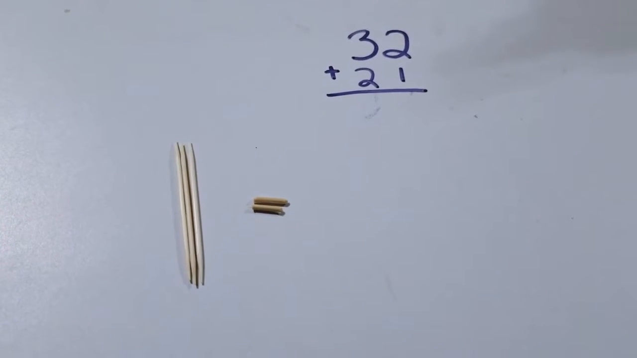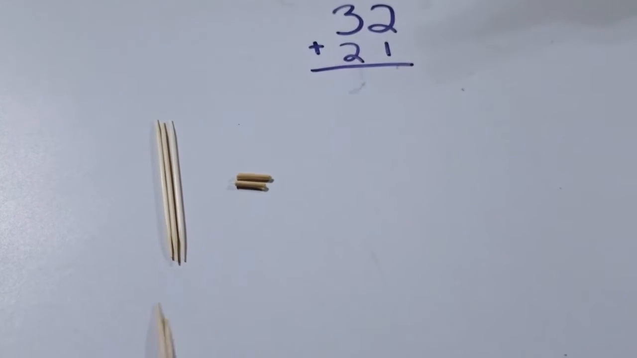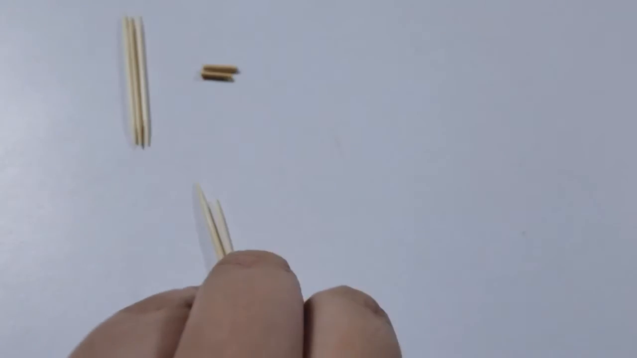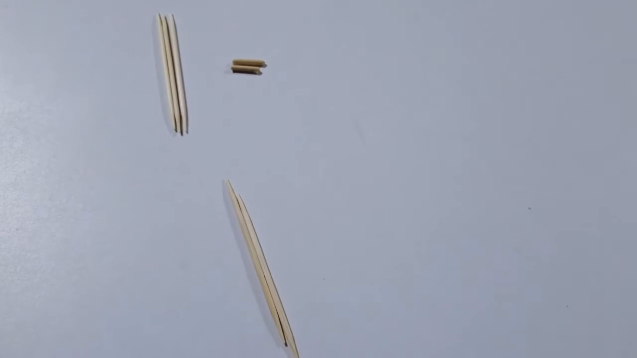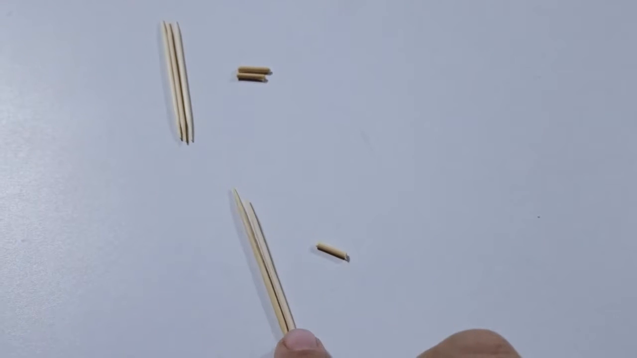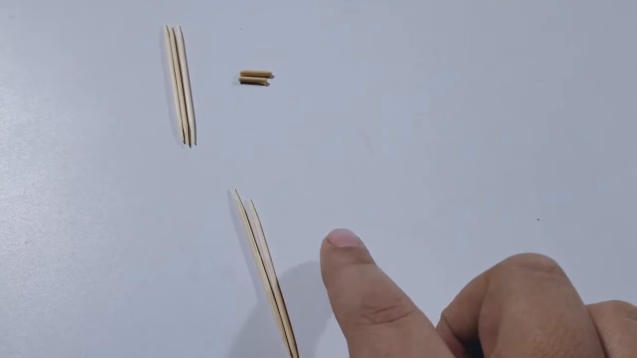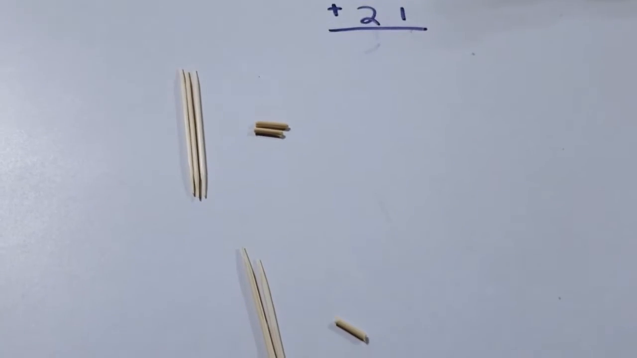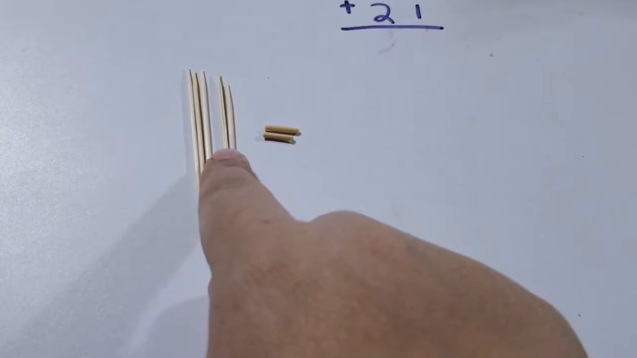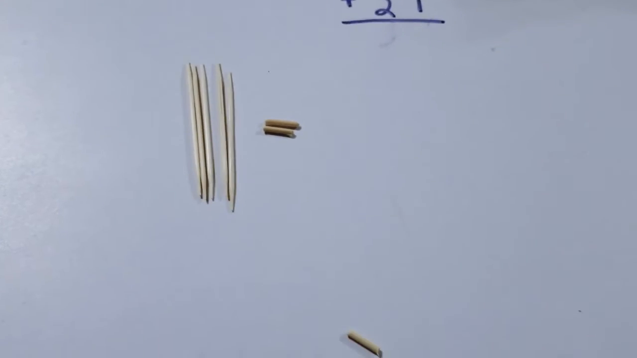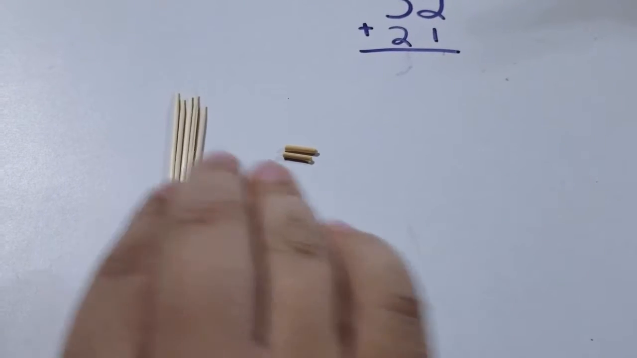And then on our other side, on the bottom, we're going to add 2 and 1. And those two, that's 20, 10, 20, and then 1. And so basically we just add them together. Those two toothpicks go with those 3. And that's going to bring us to 5.